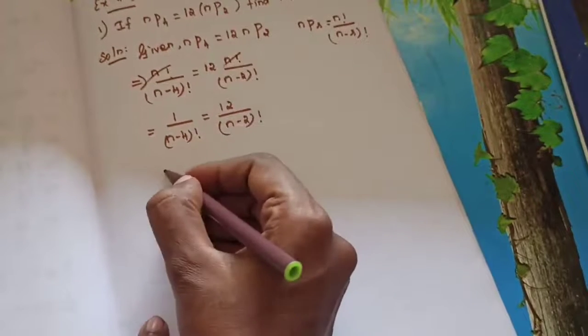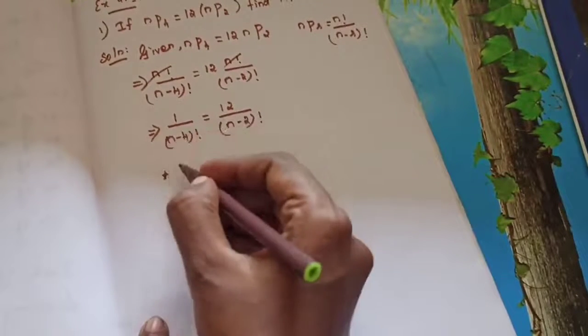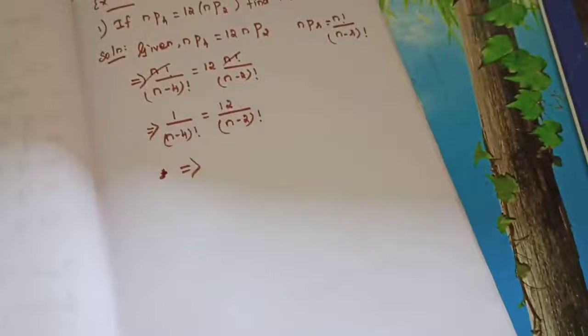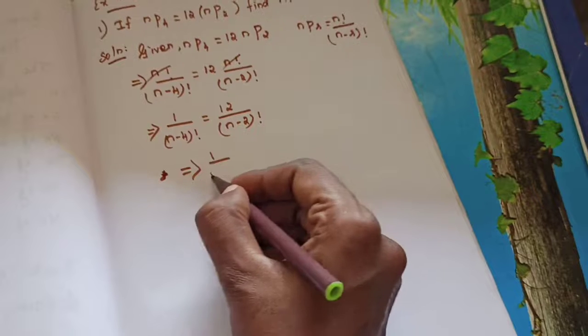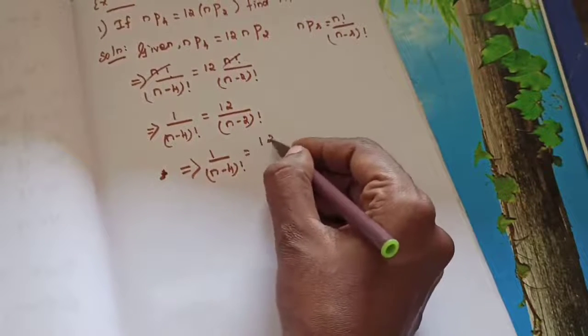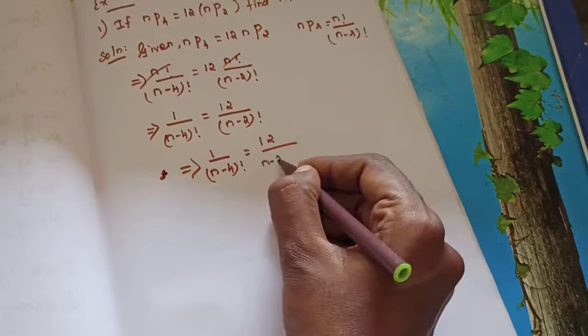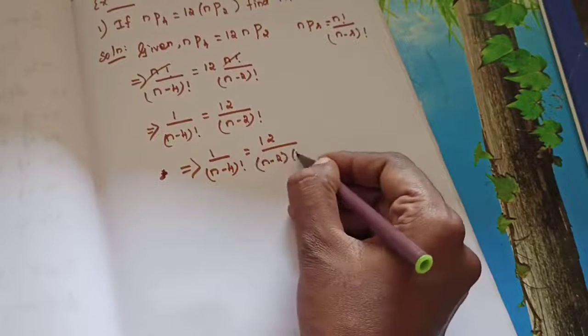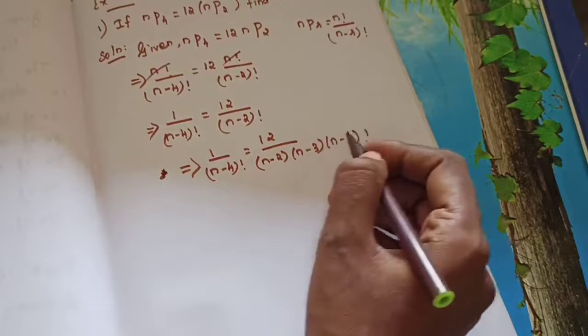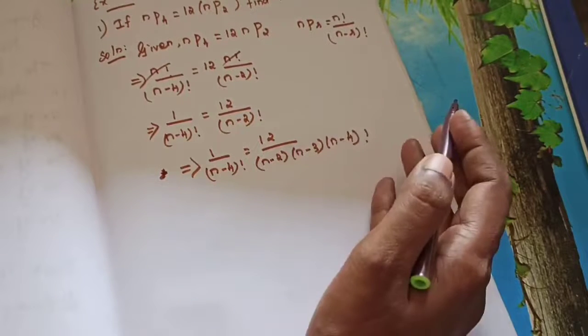So that implies we can make this in the form of N minus 4 factorial. How will you make it? Already I taught you. If you write it in the form of N minus 4 factorial, then 1 by N minus 4 factorial equals N minus 2 into N minus 3 into N minus 4 factorial. Understand? Then only both the terms you can cancel and simplify.